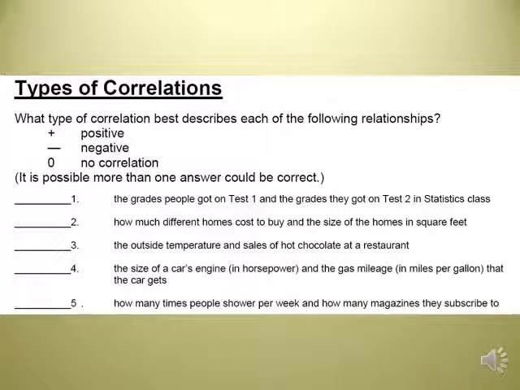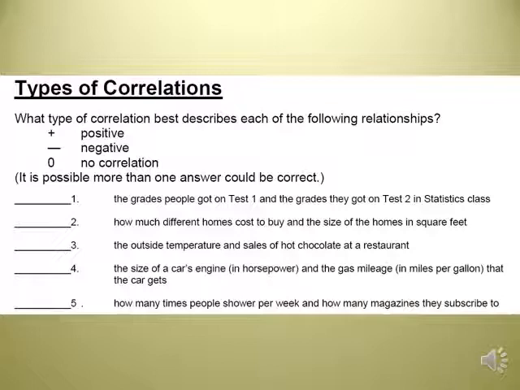The third one, the outside temperature and sales of hot chocolate at a restaurant, we had a very similar problem on those examples last time. It was about coffee instead of hot chocolate, but the idea there is that as the temperature goes up, hot chocolate sales will go down, and that makes it a negative correlation.